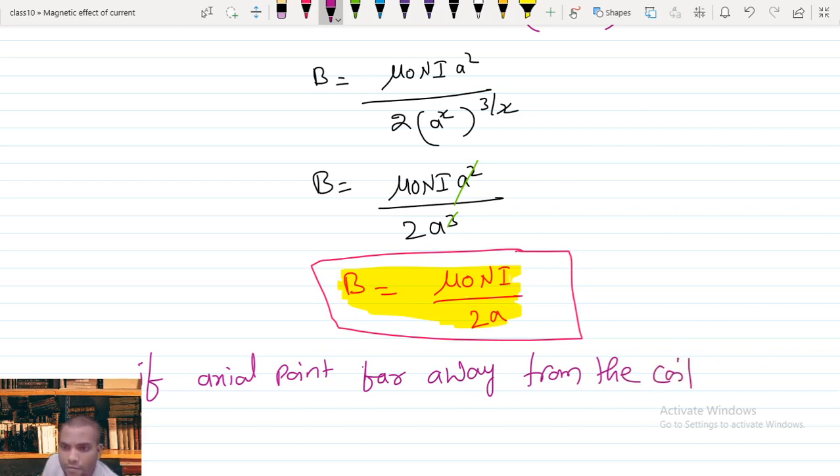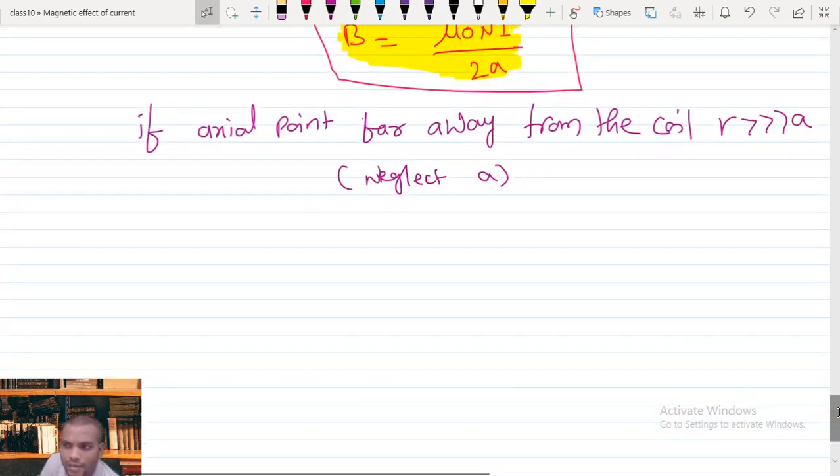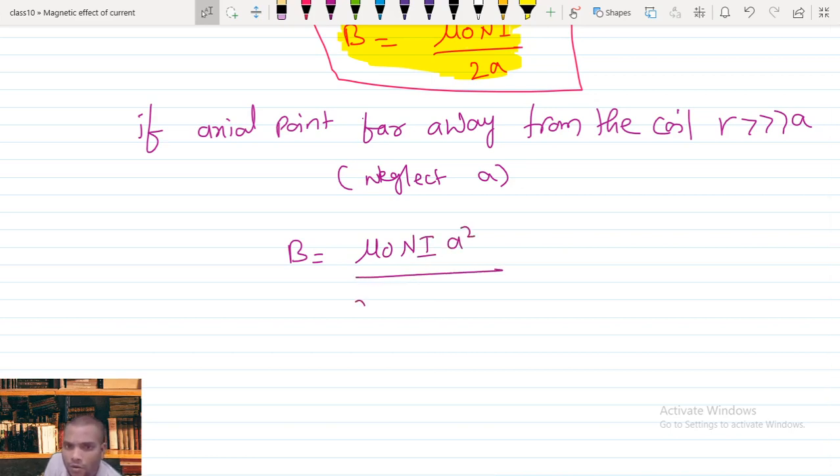If it is far away from the coil, we can consider small r is very much greater than A. So in this case, neglect A factor in the above expression. So we will rewrite that expression if we neglect that. B equal to mu naught n I A square upon 2 times (A square plus R square) whole power 3/2.